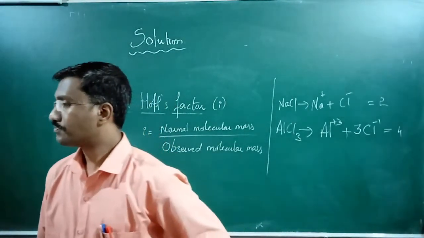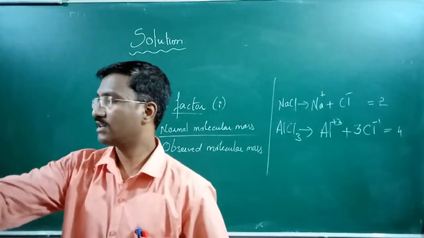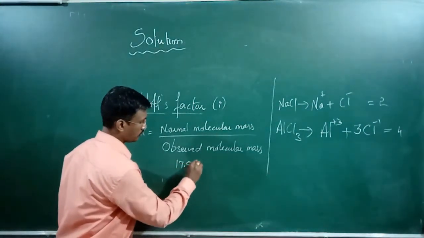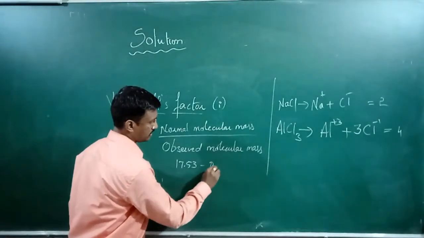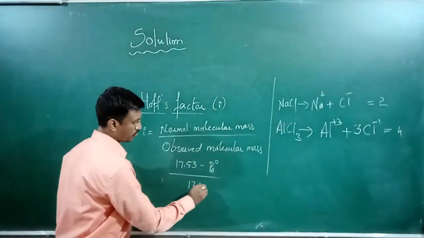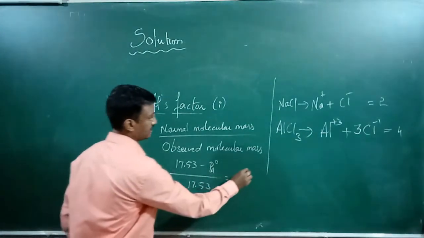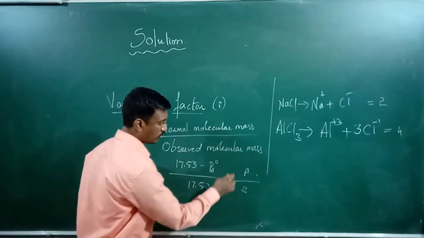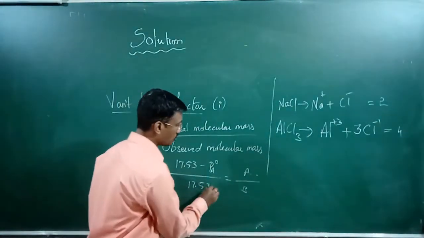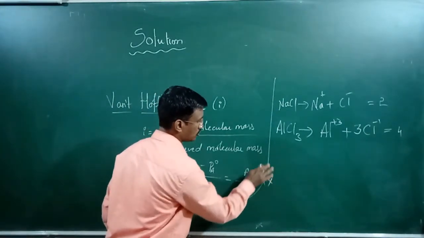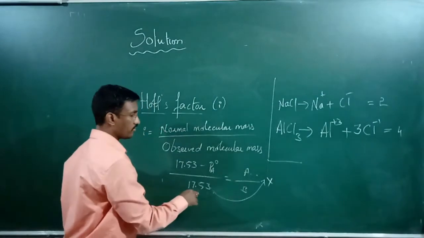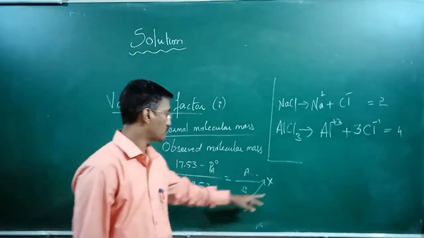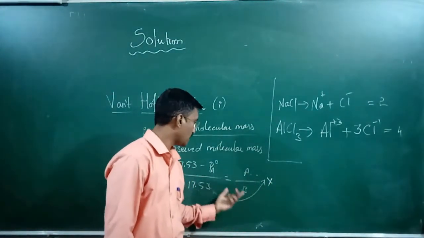In that there is one step: 17.53 minus PA naught, divided by 17.53. Some values are there. But I have written this in the denominator. Actually, it is going to come in the numerator. Here it has to come. So when the 17.53 comes here, it has to come to the right side, up in the numerator. Everything remaining should be the same.